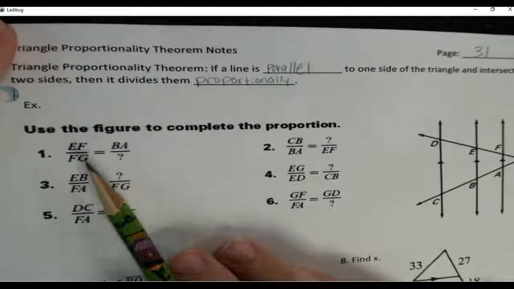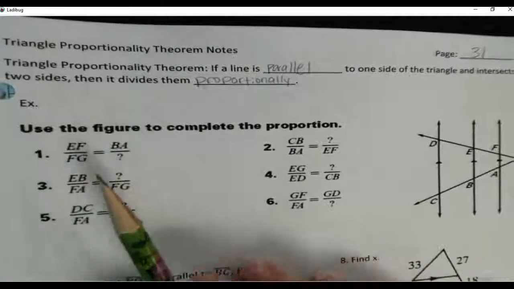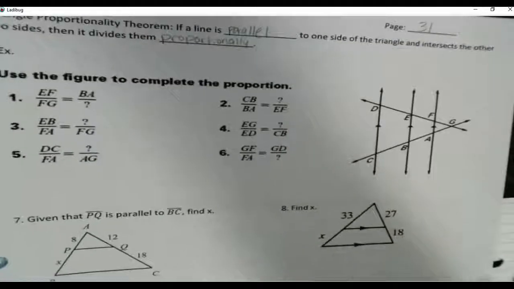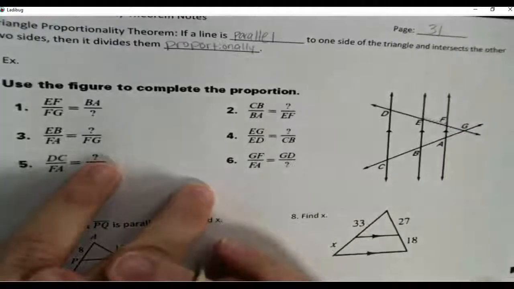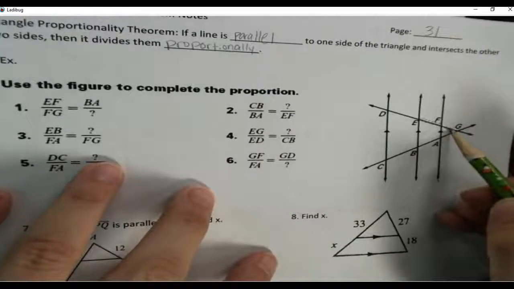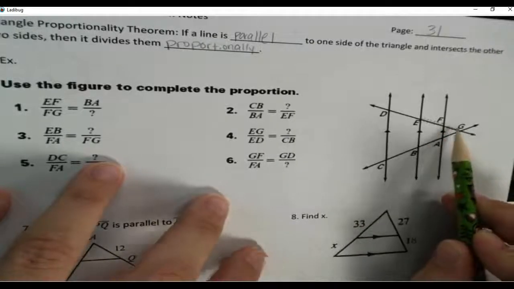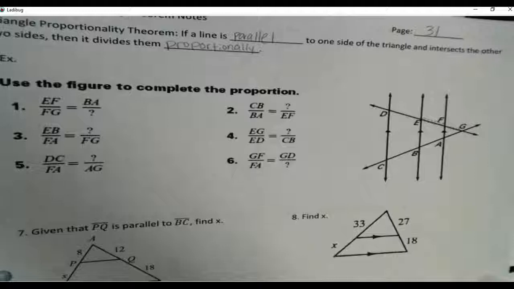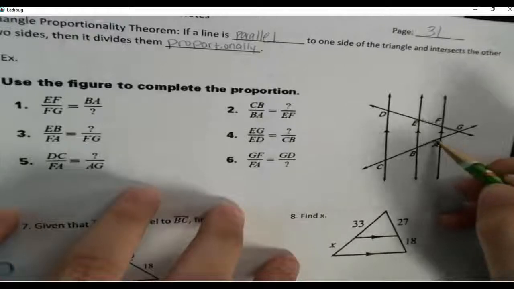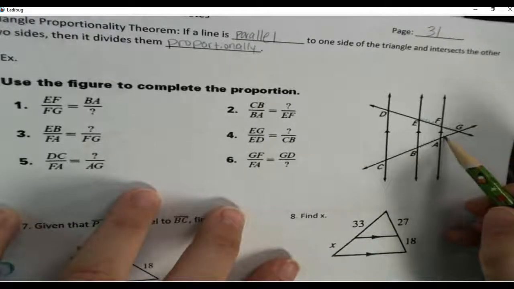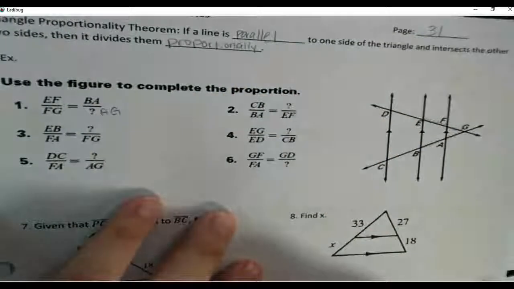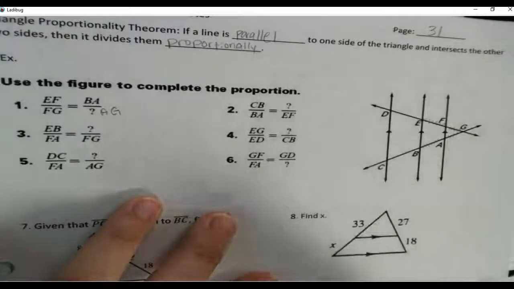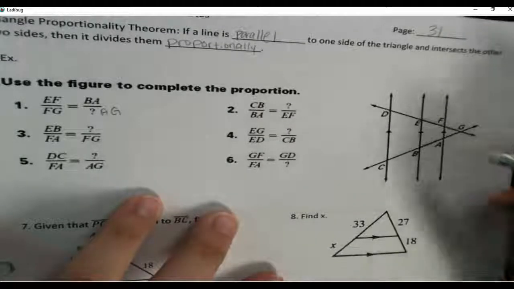So like if we look at number 1, we want to complete the proportion. So we have EF. So if I look over here, here's EF. And it has EF over FG. Well, are EF and FG entire sides or pieces of sides? Pieces of sides. So then the next one, BA, would match AG. Question on that one.